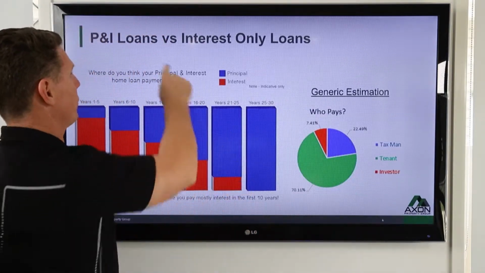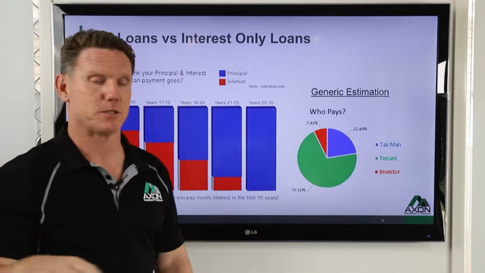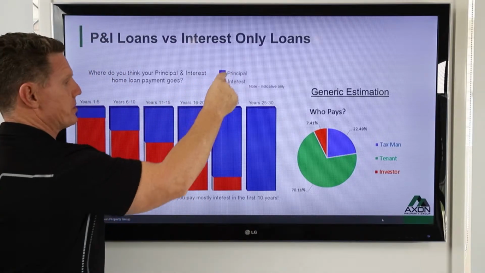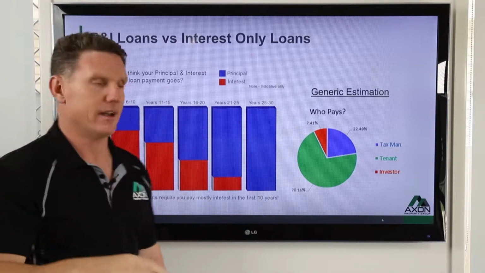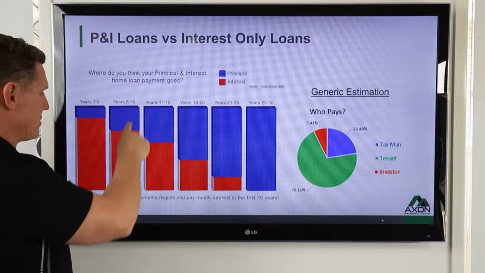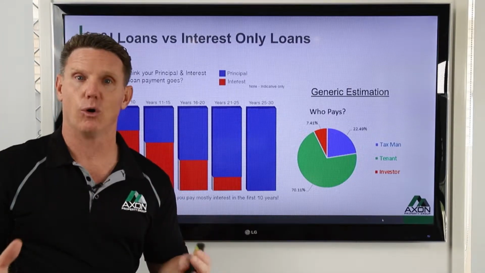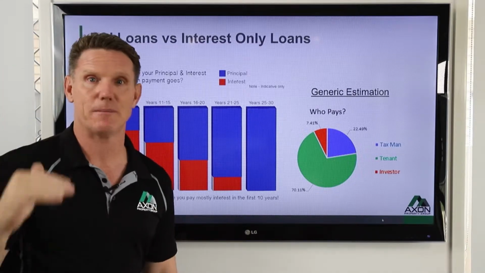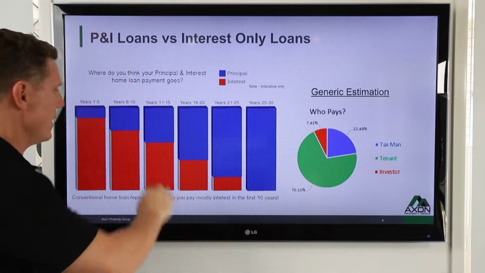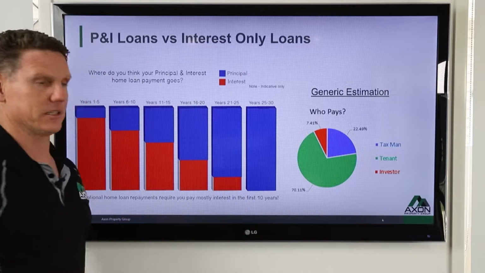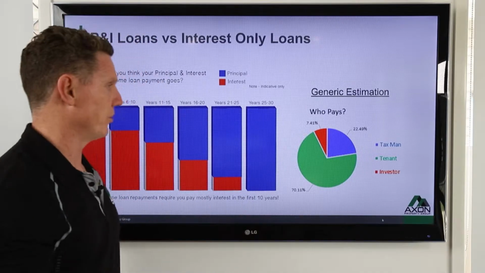In summary, what that all means from a principal and interest loan's perspective, you can see here principal in the blue, interest in the red. In the first 1 to 5 years and the first 6 to 10 years as well, it's mainly all interest. You're actually not salami slicing your loan off very much at all. You can see clearly the loan starts to get paid off quite quickly towards the end.